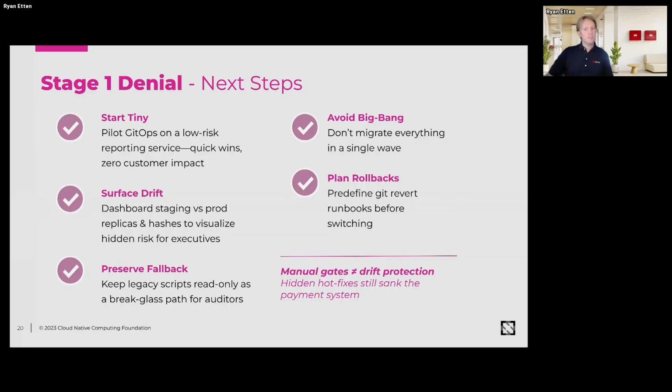Next, we cleverly surfaced drift. So Grafana compared the staging and prod hashes and replica counts. So the goal here was to alert on when prod jumped ahead of staging and replicas, showcasing that drift was now both undeniable and measurable.